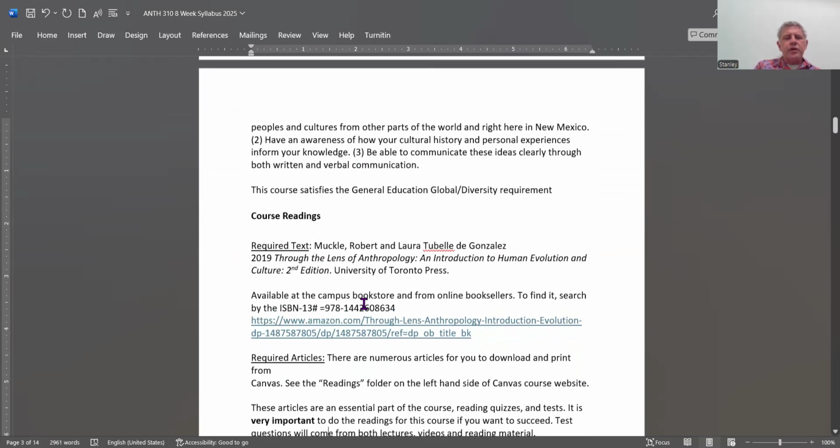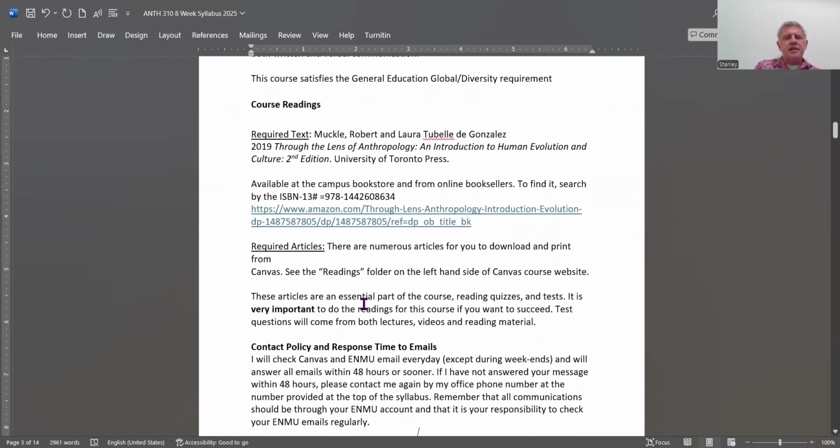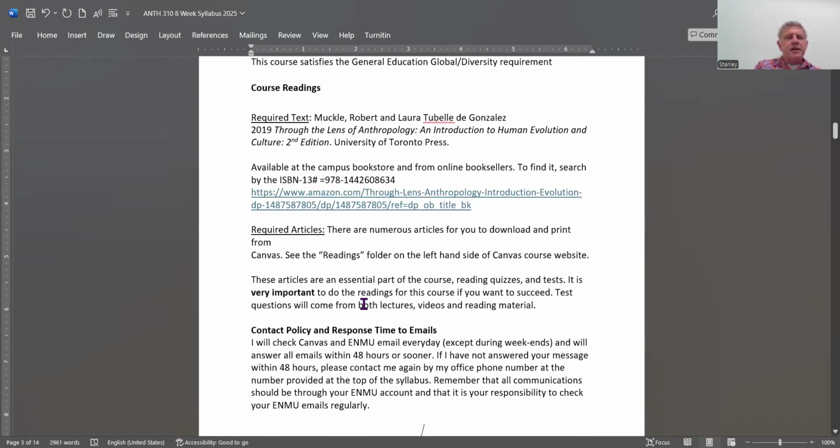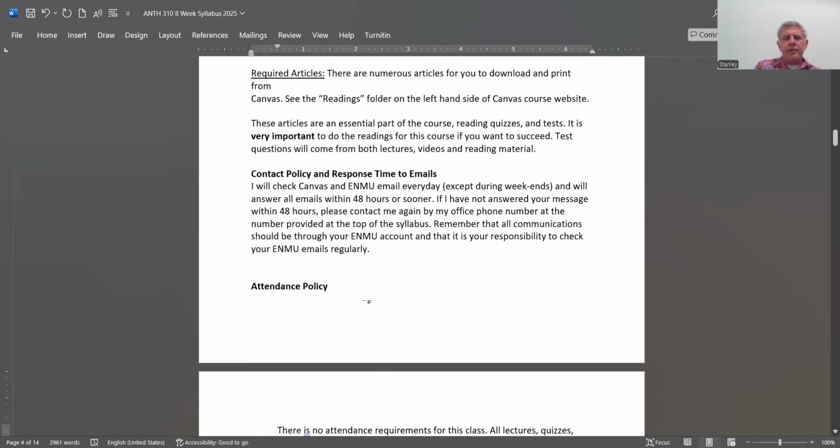In this course, we do have a textbook. It's Muckle and Gonzalez, Through the Lens of Anthropology. You can either get the second edition, which is in the bookstore, or you can get it at your favorite online retailer, or the first edition should work just fine if you find that copy as well, maybe a little bit cheaper.